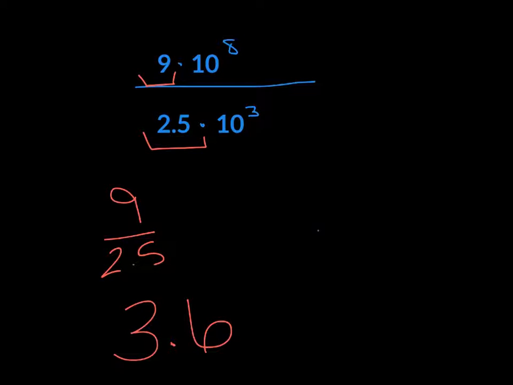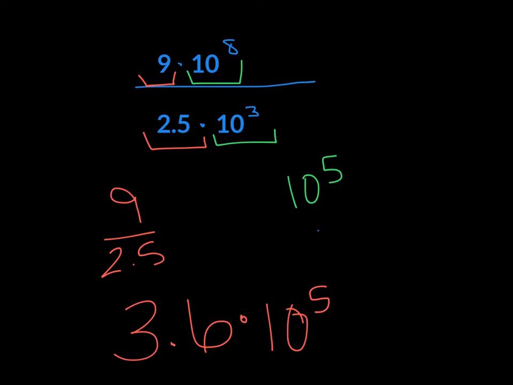And then we take the second half and we see it's 10 to the 8th and 10 to the 3rd. So they have the same base of 10. And then we subtract our exponents when they're dividing. So 8 minus 3 is 5. So our final answer is 3.6 times 10 to the 5th power. And that is how you do multiplication and division with scientific notation.